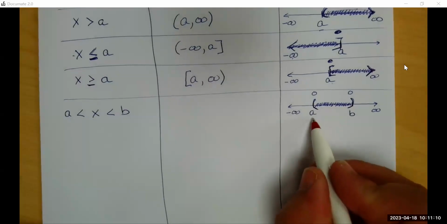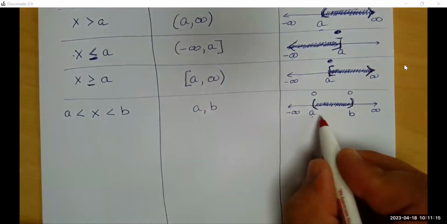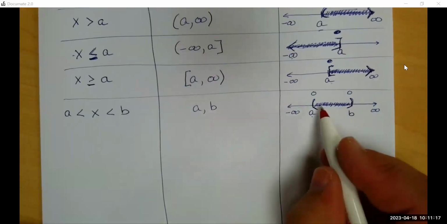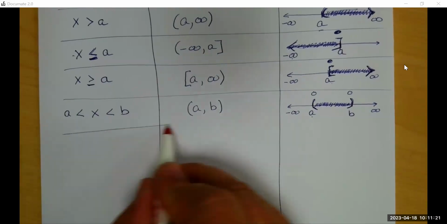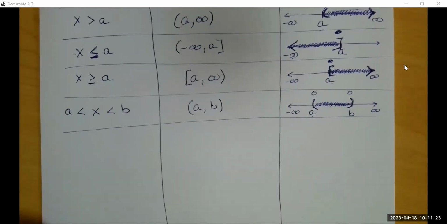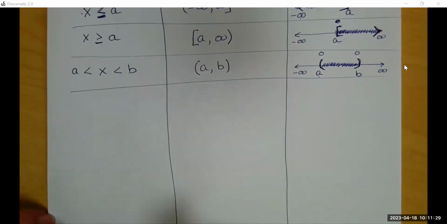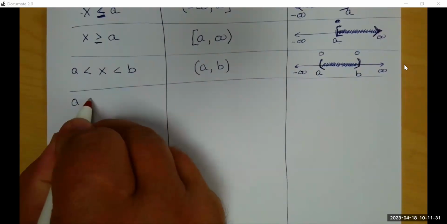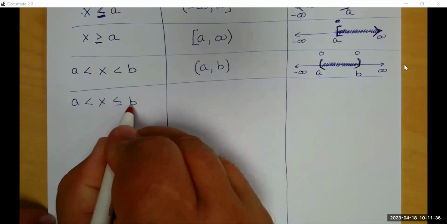For the interval, look where your numbers start and look where they stop. Since they're both parentheses, that goes there. A is less than X is less than B.